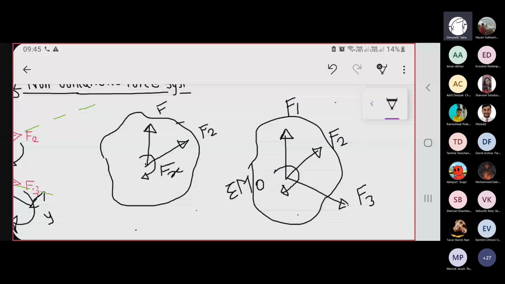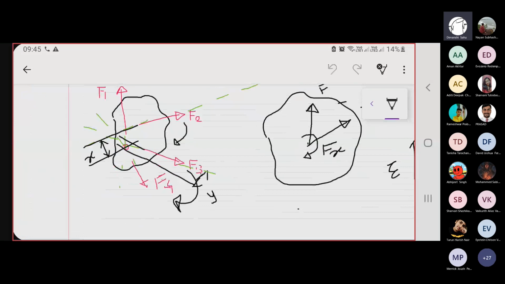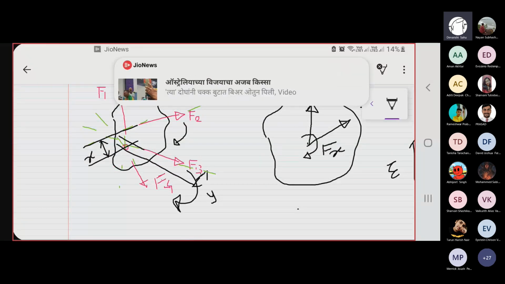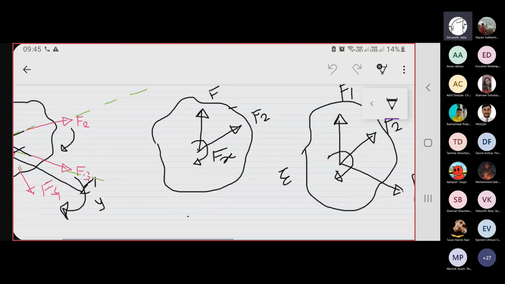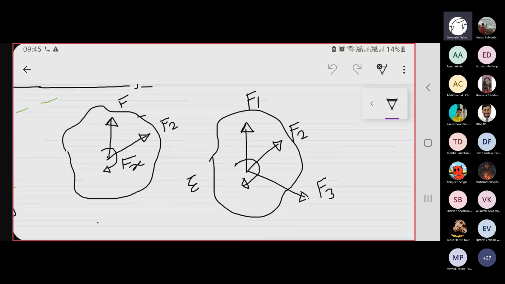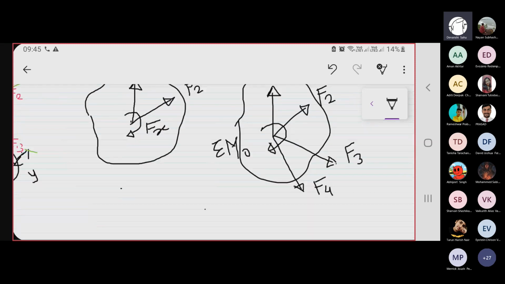the summation of moment at point O. And the last one is F4. So what you have to do is take the moment of all these forces F2, F3, F4 about point O. If F1 is also passing through it, fine; if it is not passing through, then you have to take the moment of all forces at that point. Have you understood what you have to do?